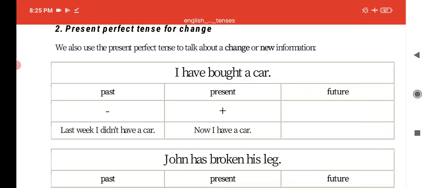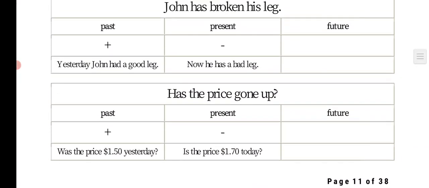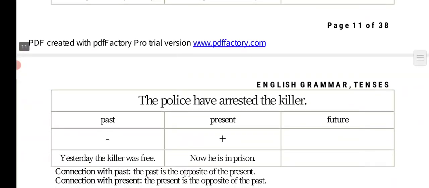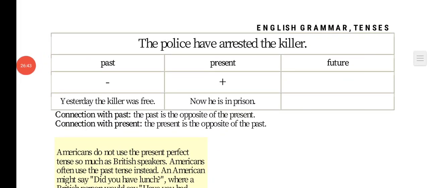Present perfect tense for change. I have bought a car. John has broken his leg. Has the price gone up? So this is all present perfect tense. That's all we have for today. We'll do the remaining tenses in the next session.